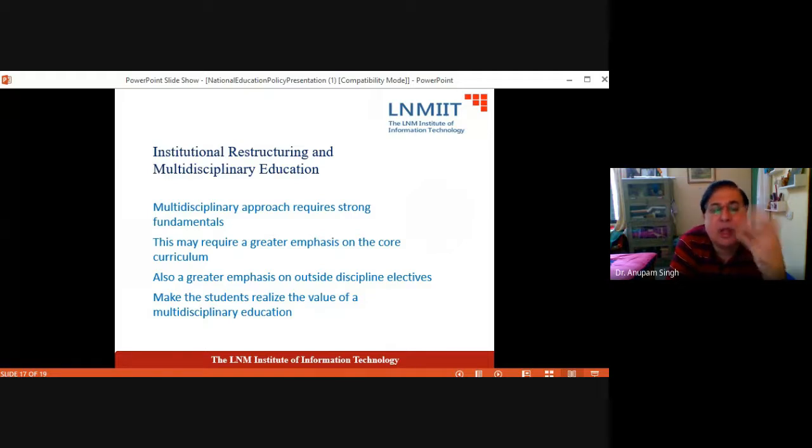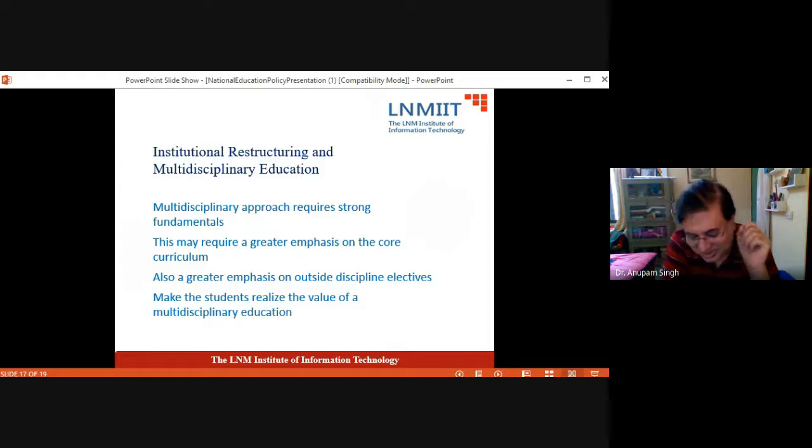So that's one aspect. I know that there can be a diversity of opinion on that, but this is my belief, and I'm sure I'm sharing it, though I'm open to other viewpoints. And then, of course, this greater emphasis on outside-discipline electives goes without saying. If you want a multidisciplinary approach, you have to have an understanding outside your discipline, so it cannot be just fulfilling graduation requirements that people do outside their discipline.